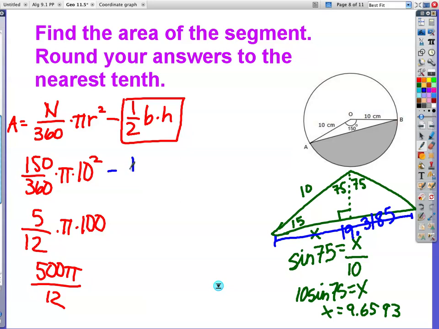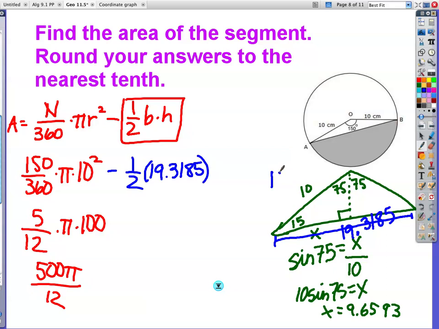So I've got minus 1/2 the base, which is 19.3185. All right, and then I have to find the height. Now I have a choice. I can either use my sine, cosine, tangent again. In this case, I would probably want to use cosine to find the height, or I can use Pythagorean theorem. I'll let you work with whichever one you want to. I personally think I'm going to use Pythagorean theorem on this one.